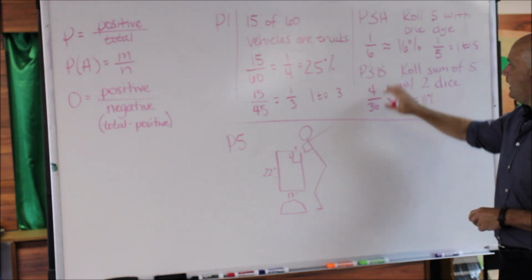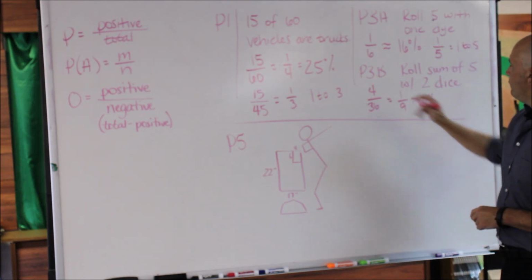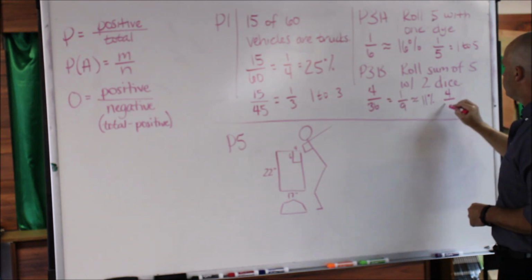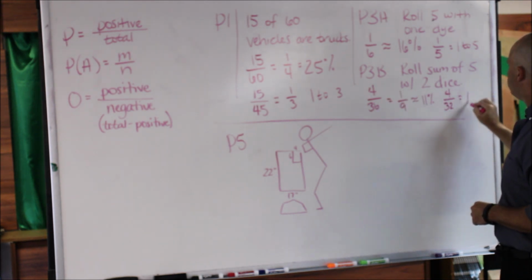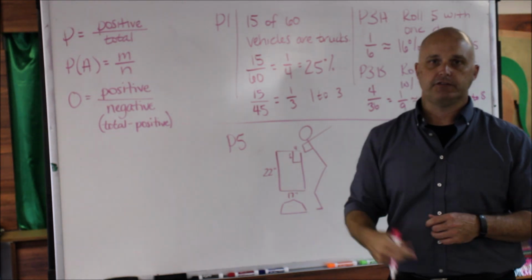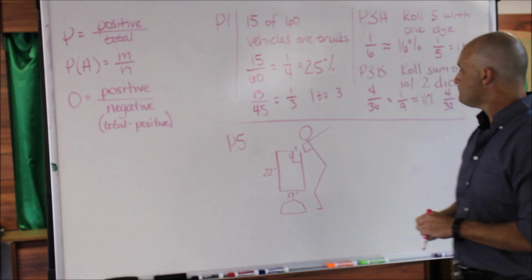Now if we were to look at the odds on this, we've got 4 positives, and then 36 minus 4 gives us 32. So this would be 1 to 8. One chance to 8 chances of negative.